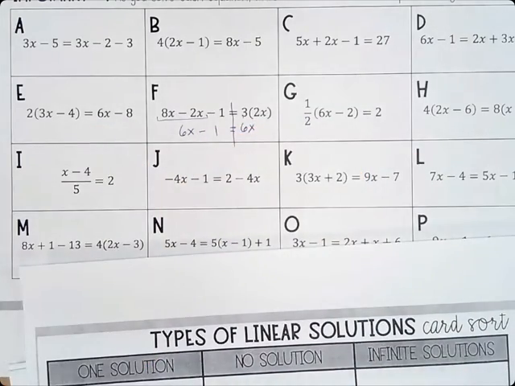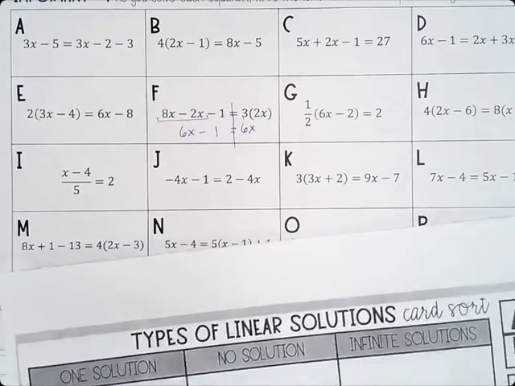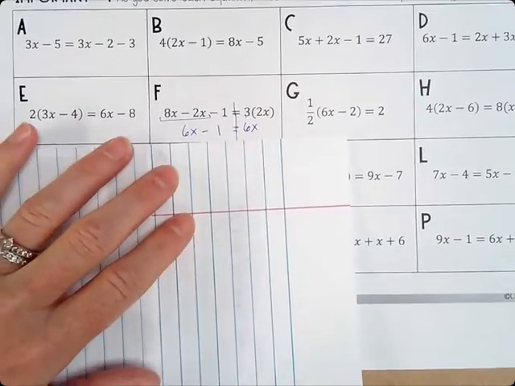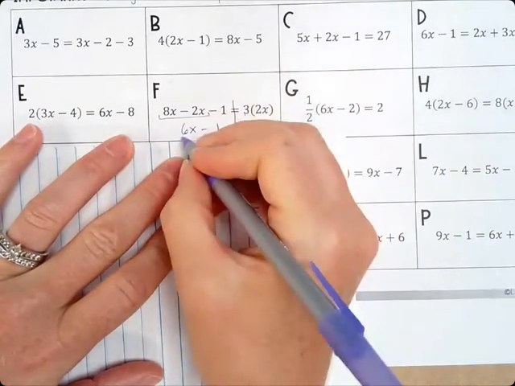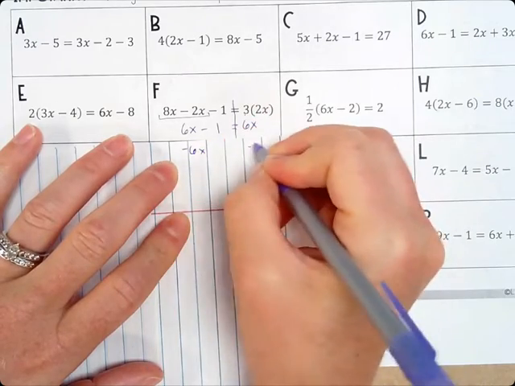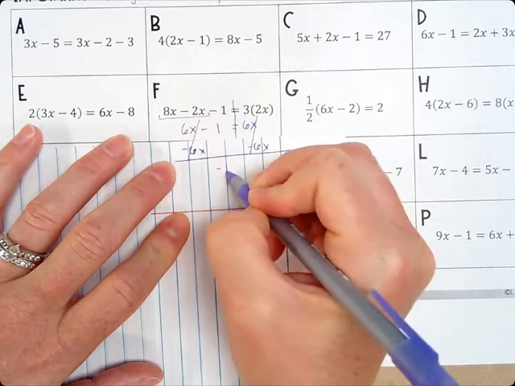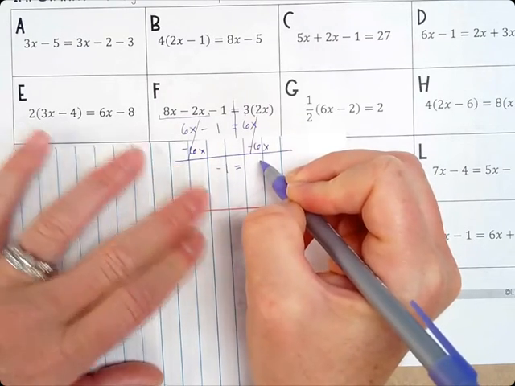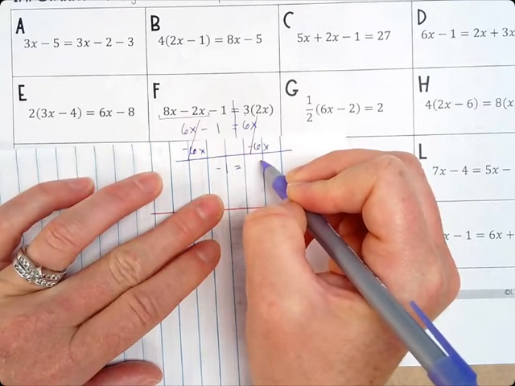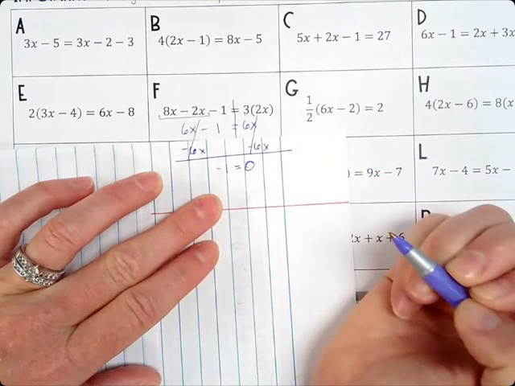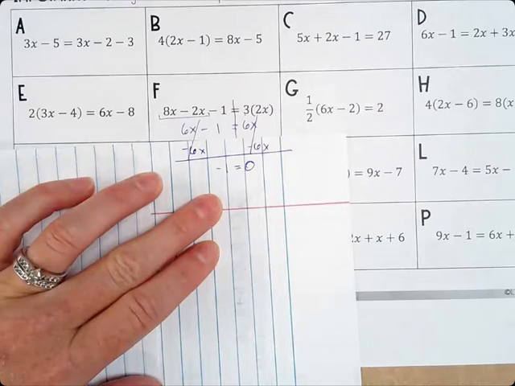So now I need a little bit more room. I should have wrote this on a piece of paper. Okay, and then you would subtract 6x on both sides. They cancel, and you get negative 1 equals, if there's nothing left, what would we put as a number? 0. Because if I take 6x away, I get 0.